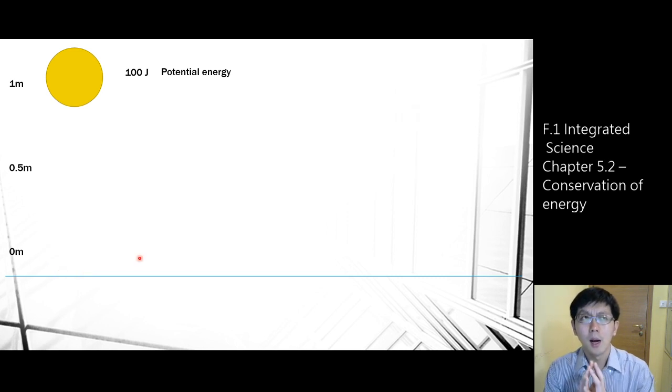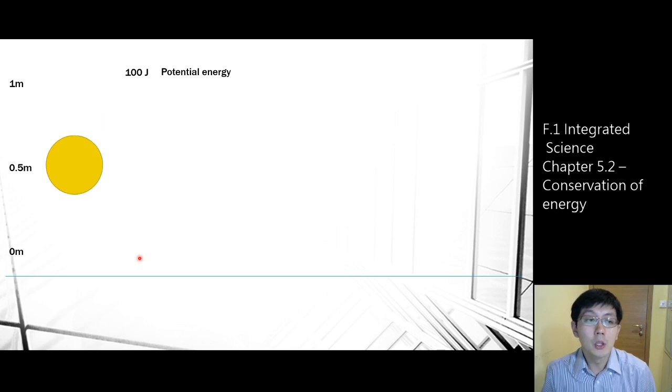Now, I have the following example. Let's say I have a ball. I'm going to release it. 就咁放手, release it. Of course, the ball will drop to the ground. Now, what happens to the ball? It drops to the ground. So you see that the position has changed. It drops from a higher position to a lower position. So the potential energy of the ball will become smaller.